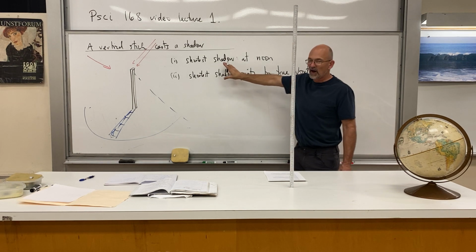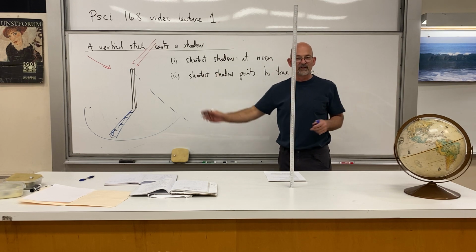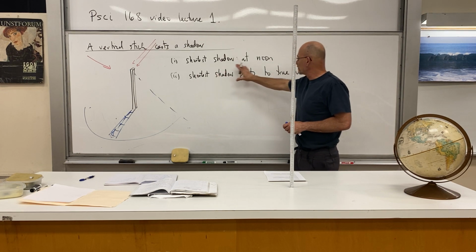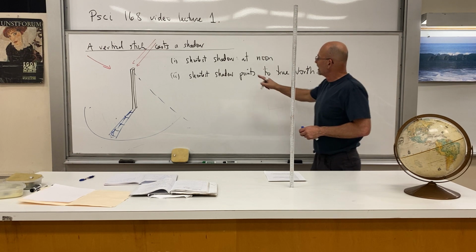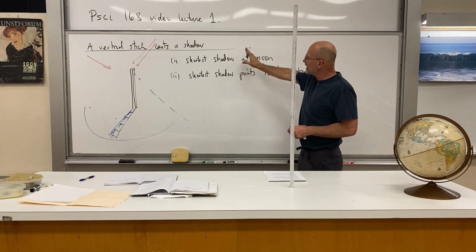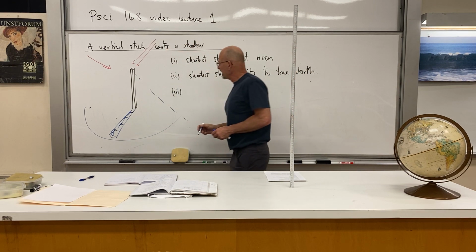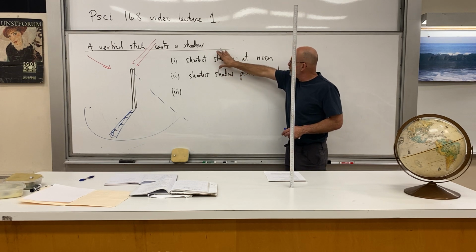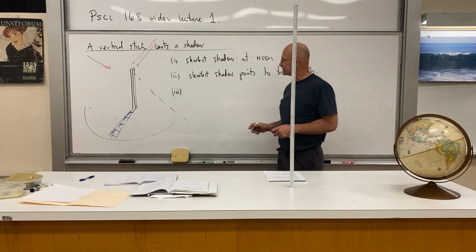That's one you may want to ponder a bit, why that's the case. If you have a globe and you imagine where the sun is, you can actually figure that out. So the shortest shadow points to true north, and it's at noon. Okay. So the next thing in this progression of ideas is that the length of this noon shadow changes during the course of the year.